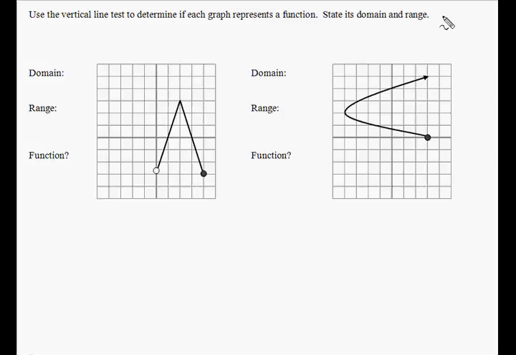Use the vertical line test to determine if each graph represents a function. State its domain and range. So in our first picture, we have this upside down V.